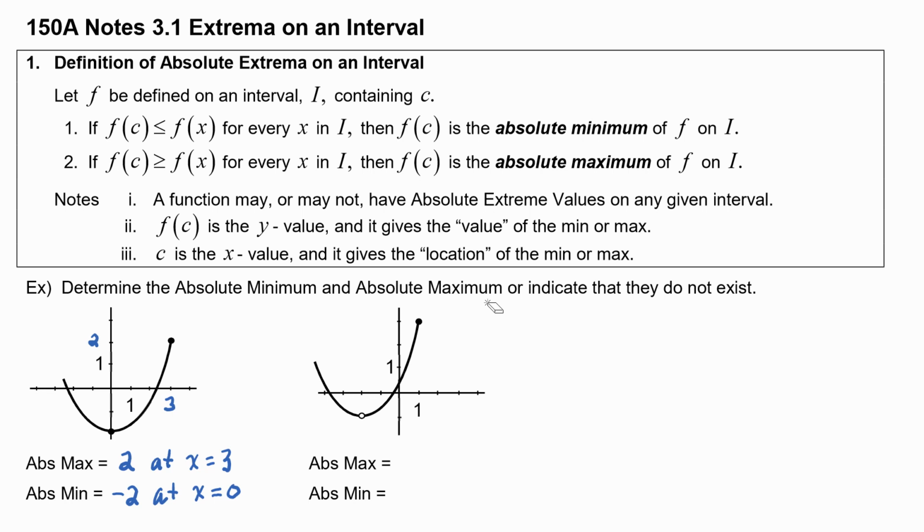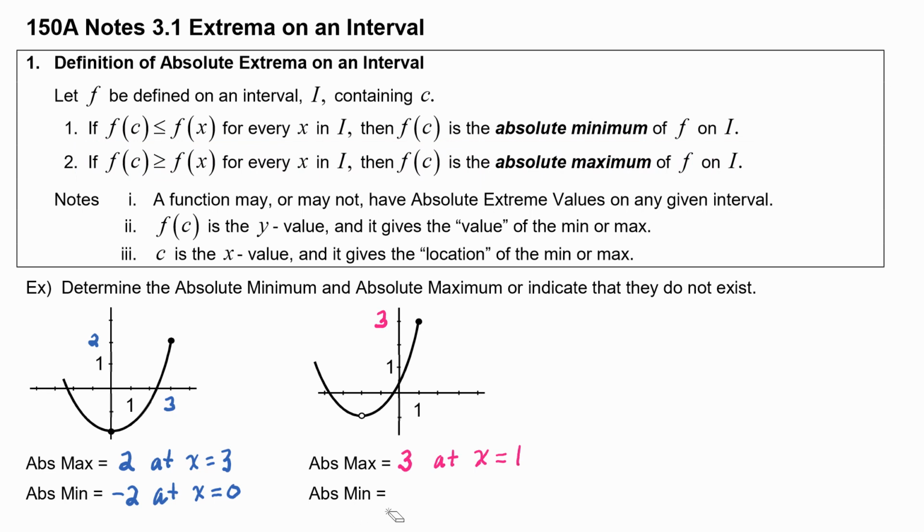Next up, we have this diagram. And to find the absolute max, we look to see if there's a y value that's bigger than all the other y values. And that does happen right here. That y value is 3. And we see that it occurs at x equals 1. So the absolute max equals 3, and the location is that it's at x equals 1.